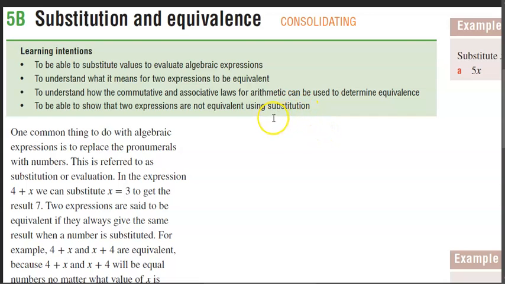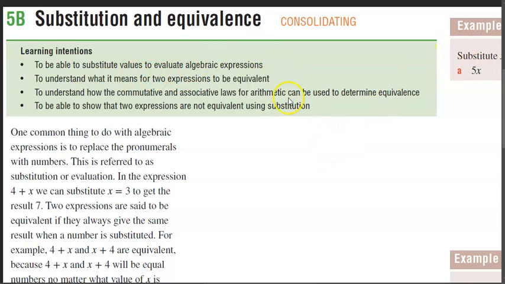Now there's quite a few terms that we have to be familiar with, but the main goal at the end of this exercise and when tackling the questions is to be able to substitute values into an expression to get a certain number at the end, and to see if two expressions mean the same thing, hence the word equivalence.